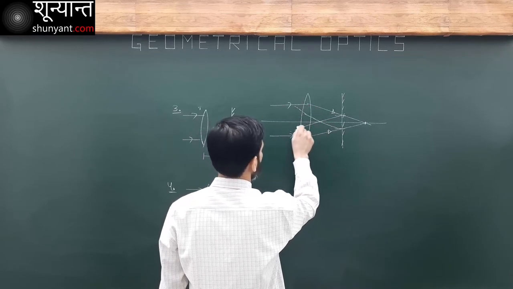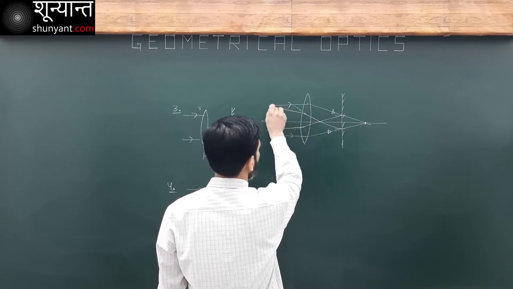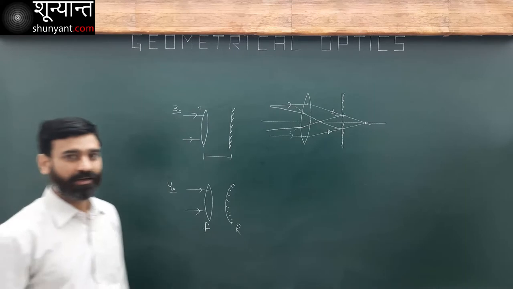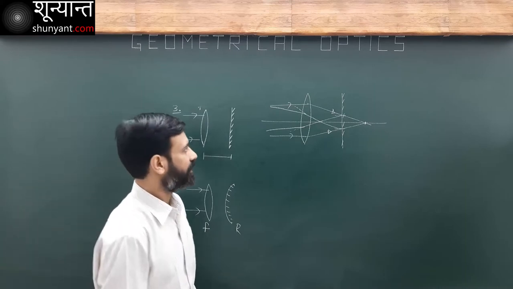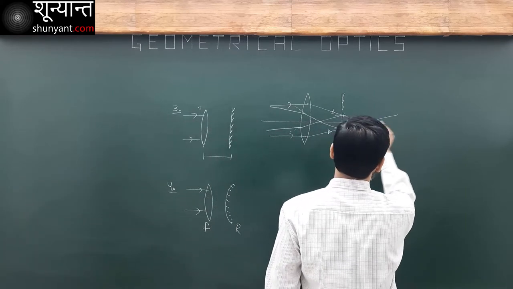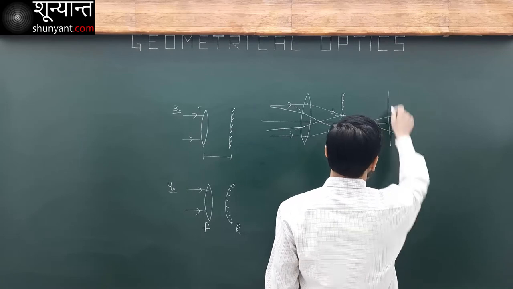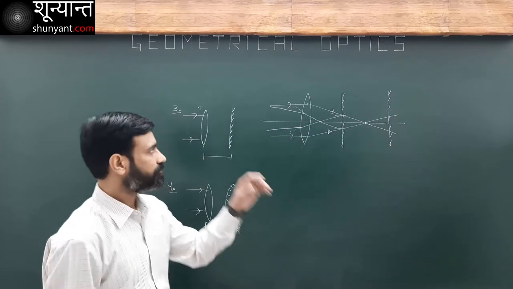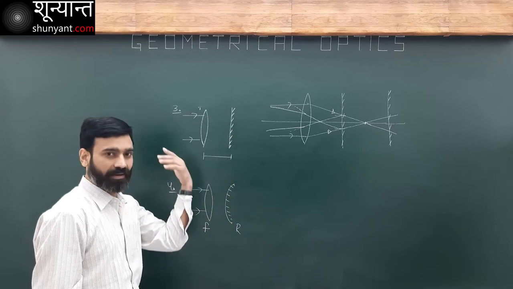They are going to converge a little bit. I am not sure where they are going to, what is going to happen. They may not be parallel, okay. Similarly, if I keep my mirror here, generally light is returning parallel.